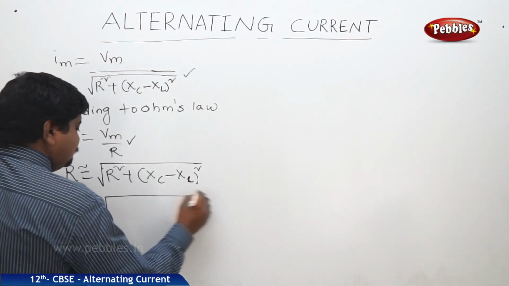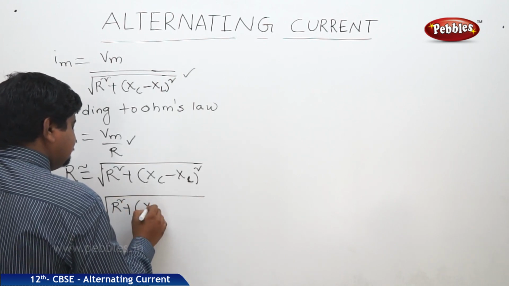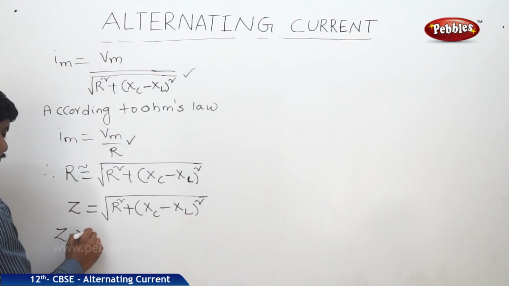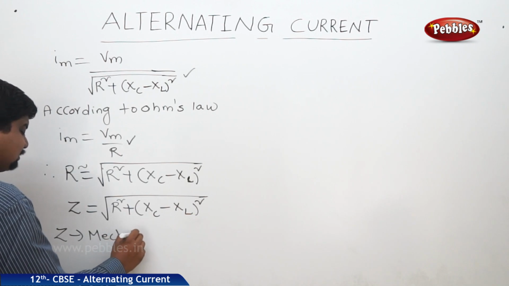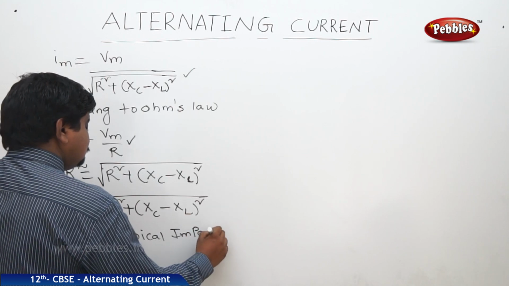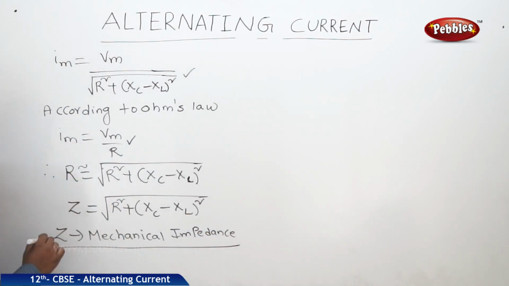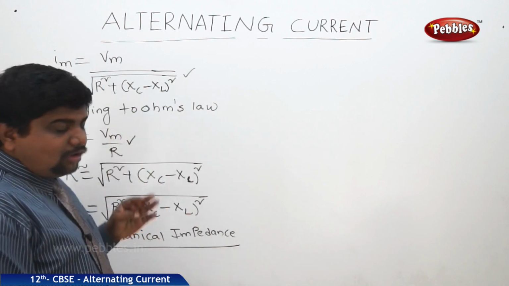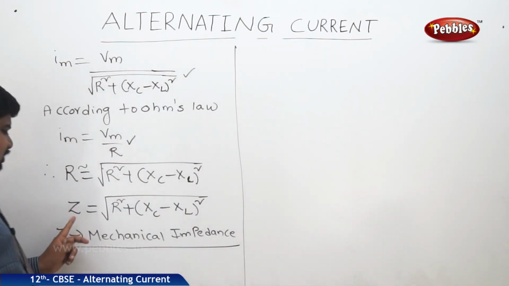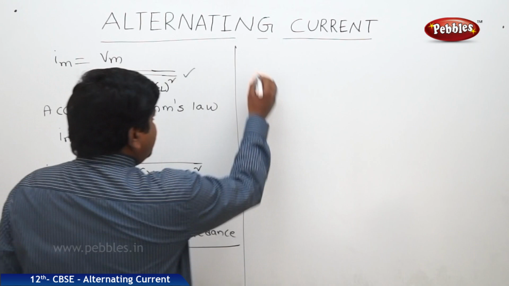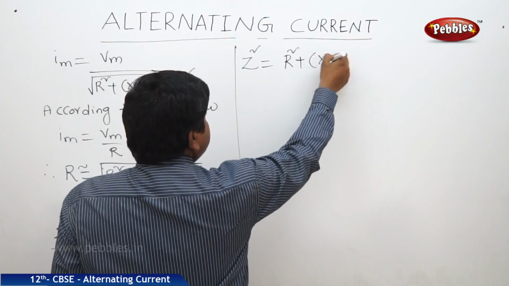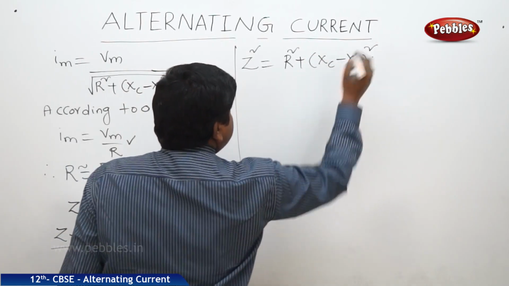Z is equal to under root R square plus Xc minus XL whole square, where Z is equal to impedance. For a single one, we can say it is a resistor. For a combination, we can say it is an impedance. Therefore, what is the expression we got? Z is equal to under root R square plus Xc minus XL whole square. I can write this as Z square is equal to R square plus Xc minus XL whole square.